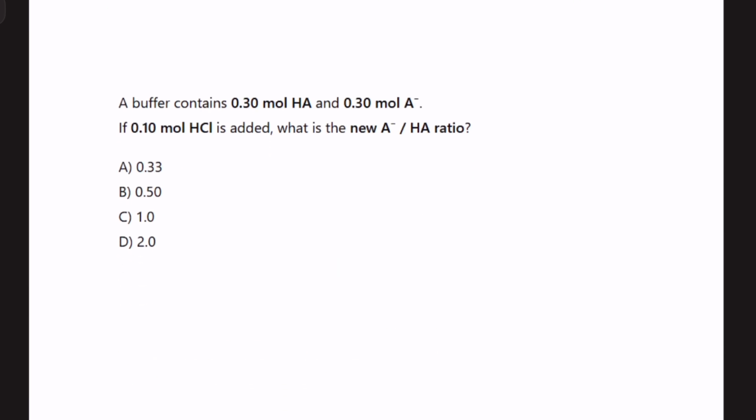Next, a buffer solution contains 0.3 moles of an acid and 0.3 moles of the conjugate base. If we add 0.1 moles of HCl, what is the new ratio? So once again, I'm going to write out my equation. Because I'm adding a strong acid, this is going to react with the strongest base in the solution, which is A minus. So it's A minus plus HCl. This will produce HA plus Cl minus.